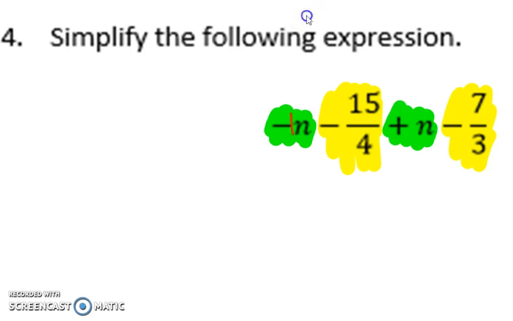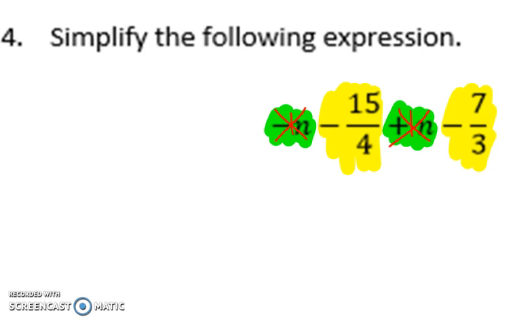I'm going to start by putting a 1 in front of my variable since there's no coefficient there to remind myself. Well, if I look, I have negative 1n plus 1n. Well, that equals 0n. But instead of writing 0n, I'm not going to write anything because 0 times any number, no matter the number, is always 0. So now those two cancel each other out.